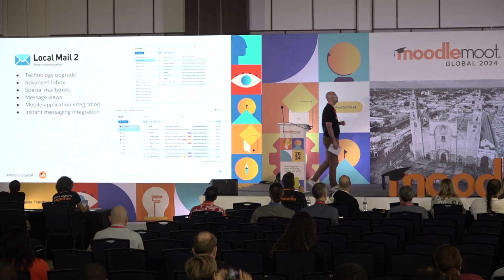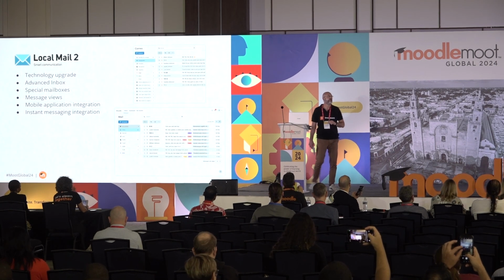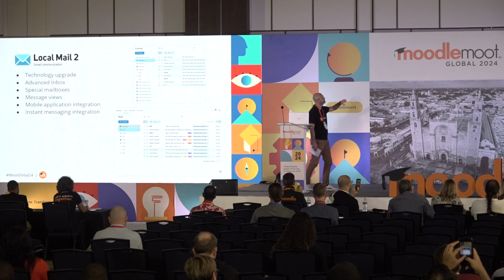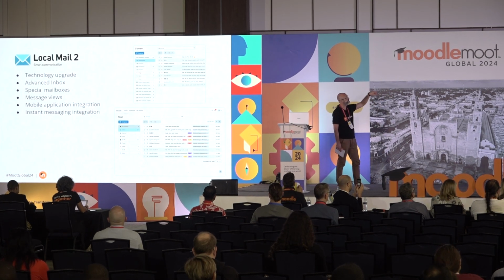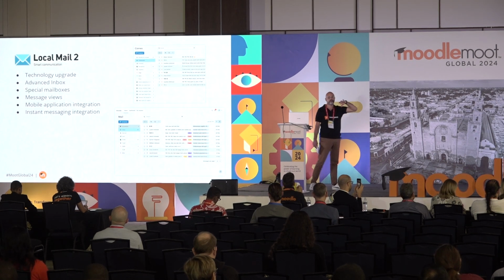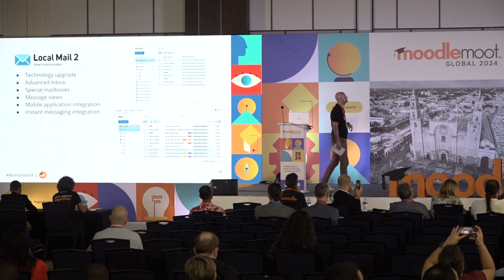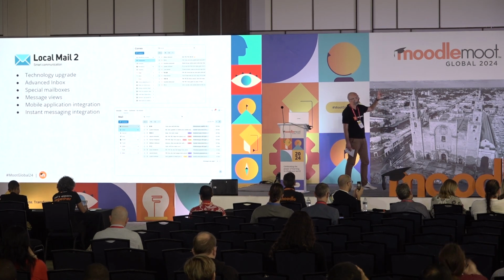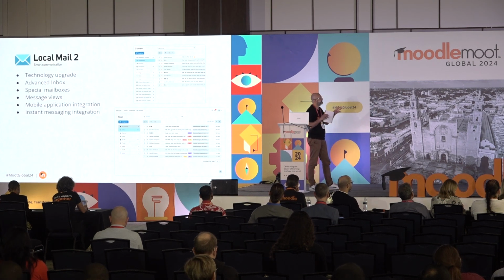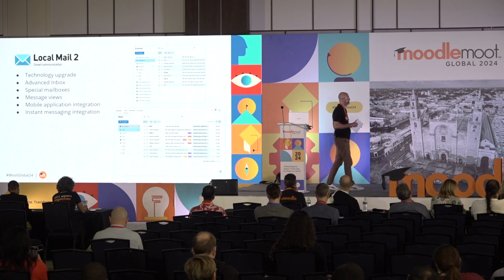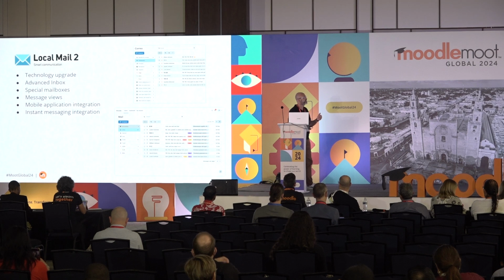Local Mail 2 is based on the plugin Local Mail. I think most of you know this old plugin. In this case, we updated the code behind the plugin, so you can use it in the future with future versions of Moodle. The goal is to have in one place the messages and the instant messaging based on the courses in which you are enrolled.